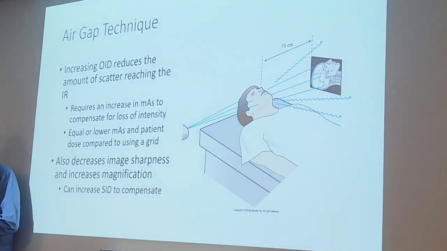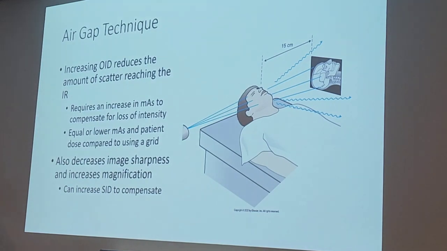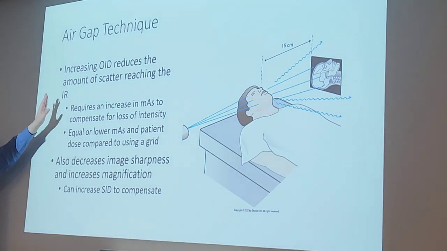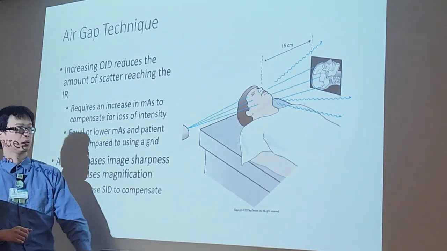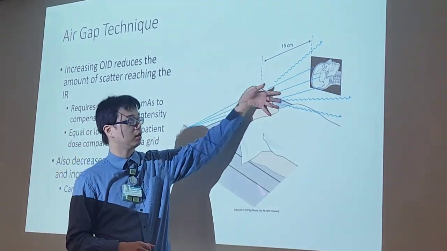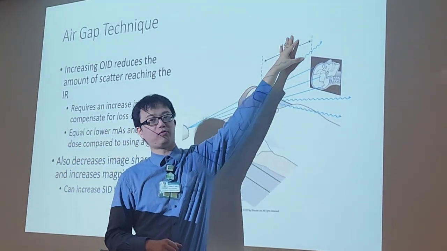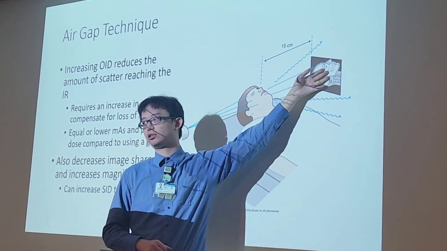Alright. Two more slides. We're almost done. Okay, air gap technique. We talked about this last chapter as well. If you increase the OID, you decrease the amount of scatter which reaches the IR. So air gap technique is another way to reduce scatter in your image. Once again, this does not affect scatter production. The same amount of scatter is being produced, it's just less of it reaches your IR. Scatter happens here inside the head, but because of divergence, it goes off around to the sides, and less of it actually reaches your image.